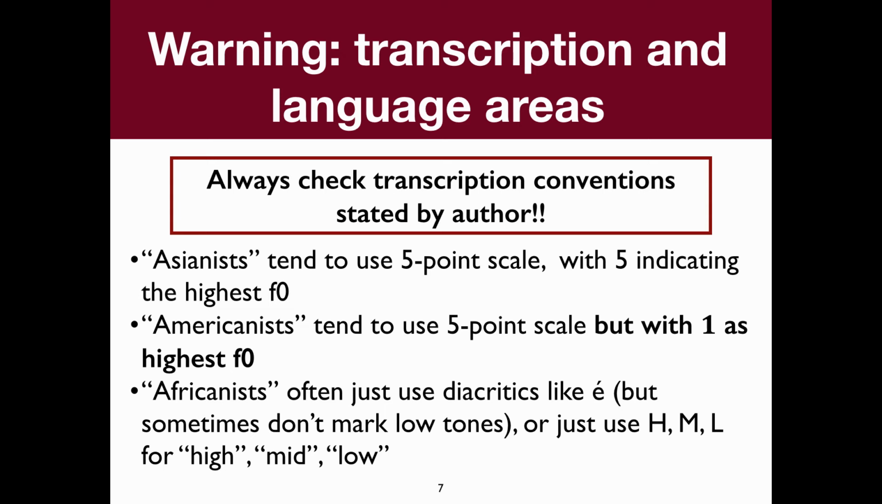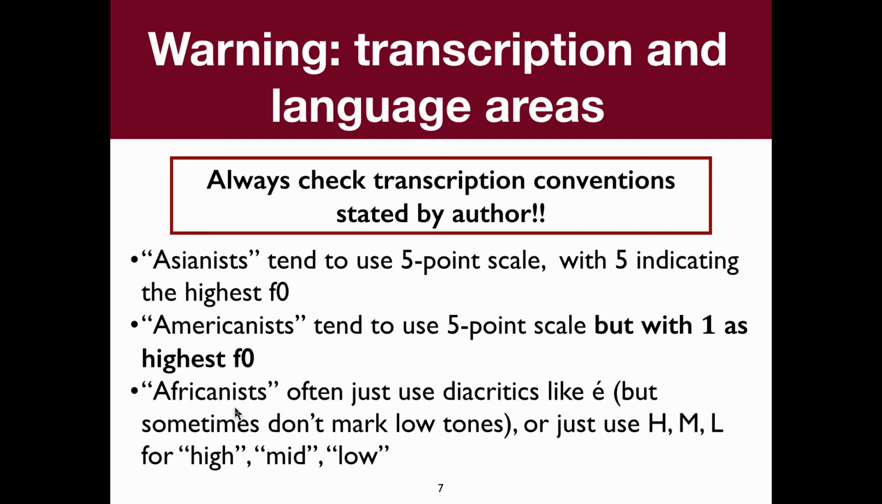Big warning though: you always have to check the transcription conventions as stated by the author because there is variation in how people do this. For instance, people who work on Asian tone languages tend to use a 5-point scale with 5 indicating the highest F0, just as I've stated in the previous slides. Americanists who work on languages of the Americas, like Otomanguean languages, languages of Mexico, actually invert the scale. If they're using numeric transcriptions, then they use 1 as the highest F0, not 5.